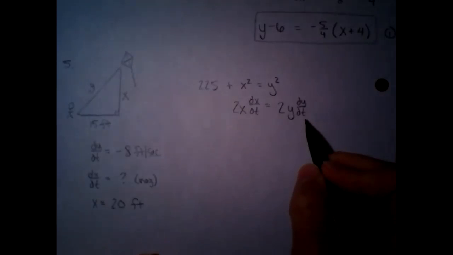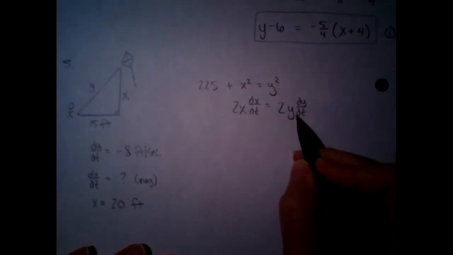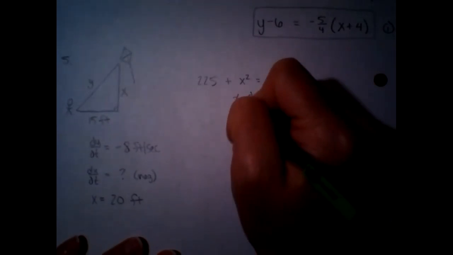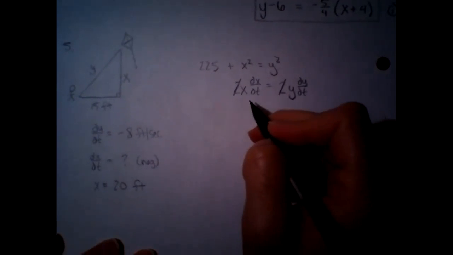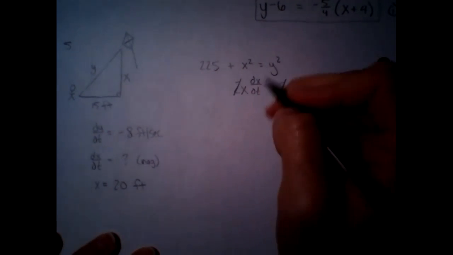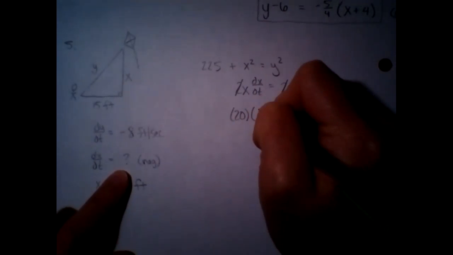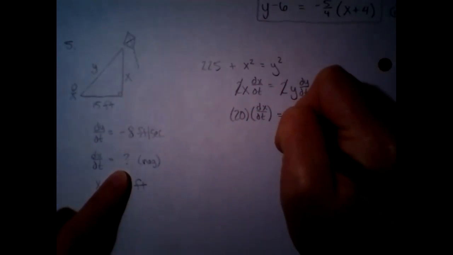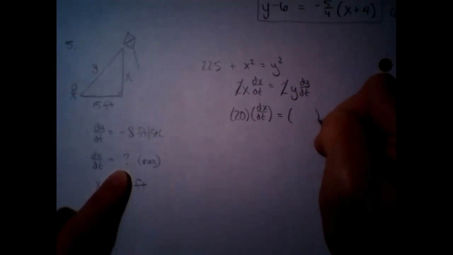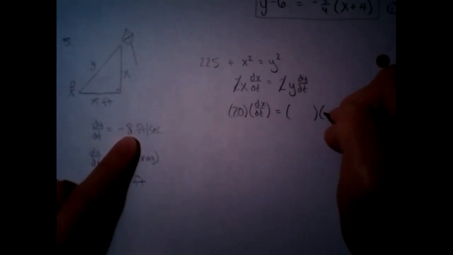Again, every variable will be with respect to time in these related rate problems. And then the 2's will cancel, which you didn't have to do, but that kind of simplifies it. We'll get rid of those. And then we're going to plug everything in. So x is 20, and dx/dt is what we're trying to find, so I'm going to leave that in there. y I do not have, so we'll have to come back to that. And dy/dt is -8.